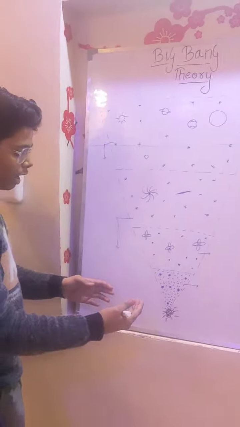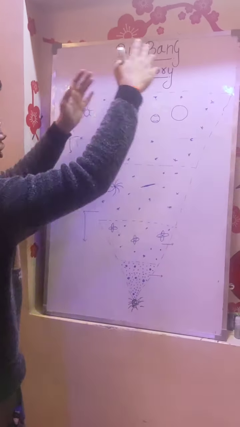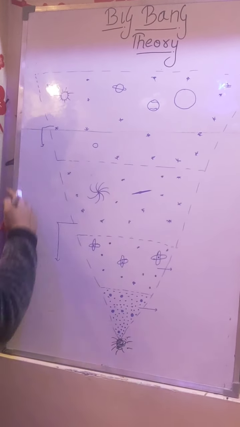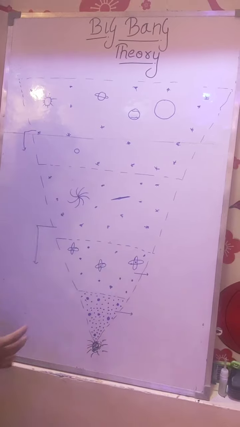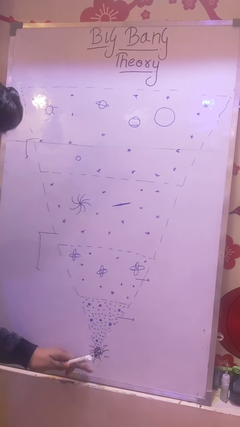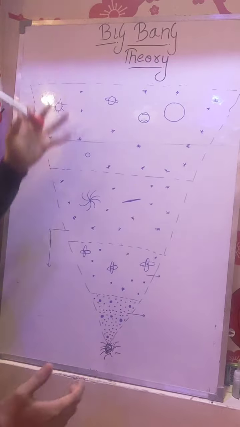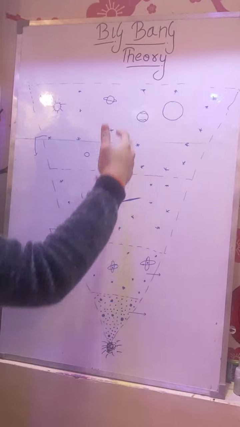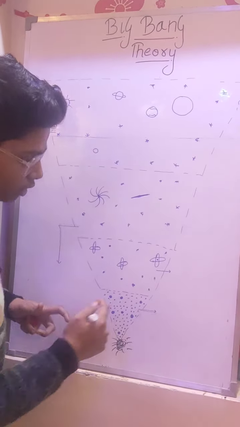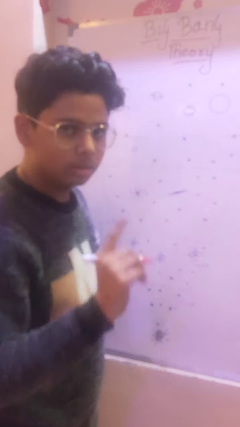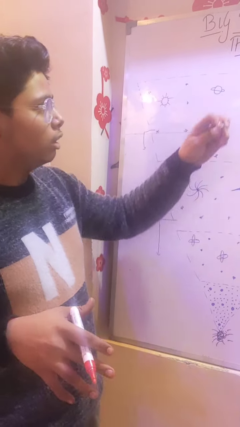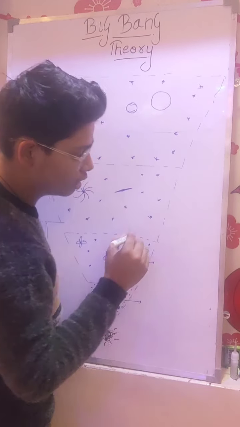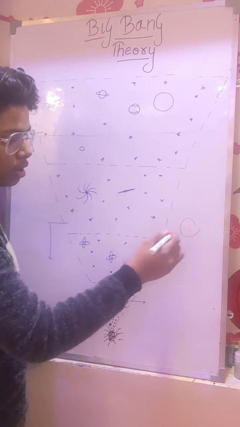Okay, so I have made a structure here, like a triangle. What does the triangle shape denote? Basically, it denotes how our universe began to form from a point to this much space. This is the point. Before the Big Bang, in space there was only one dot like this.